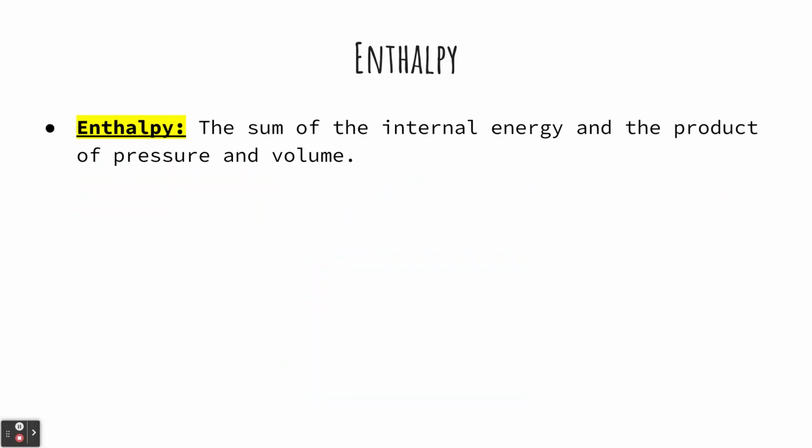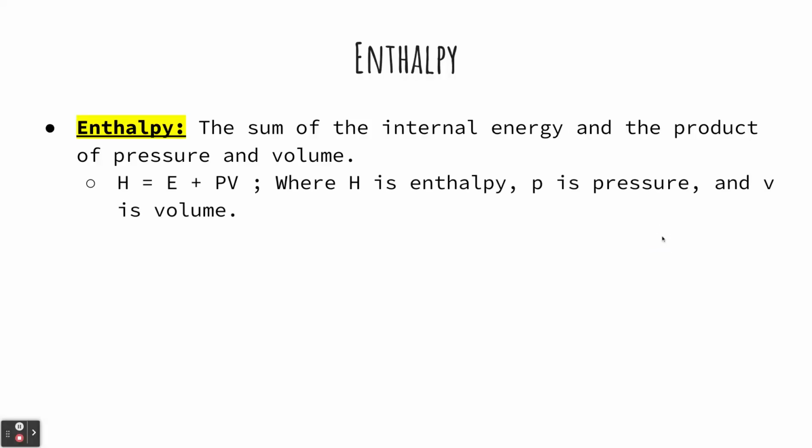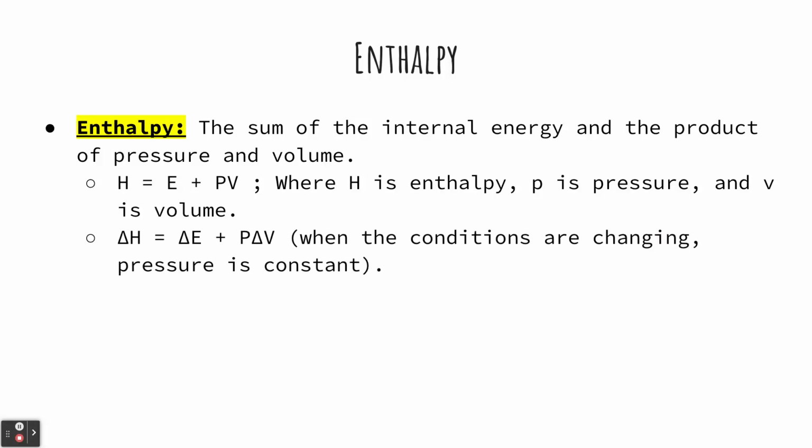Okay. Now, enthalpy, guys, is the sum of internal energy and the product of pressure and volume. So H is equal to E plus PV, where H is enthalpy, P is the pressure, and V is the volume. The change in enthalpy is equal to the change in energy plus the pressure times the change in volume. Guys, I'll be upfront and honest with you. In a lot of cases, when we're talking about delta H equals delta E plus P times delta V, this is really for a future chemistry class that if you continue to take chemistry you'll certainly talk about.